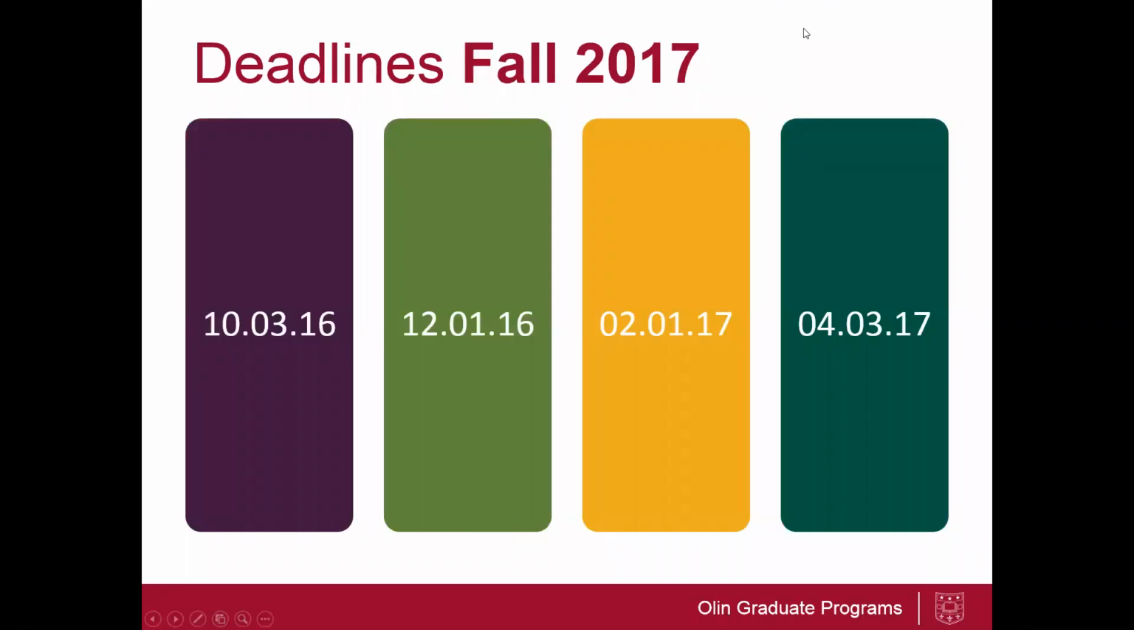Deadlines for fall of 2017, which is all of our PMBA, our fall start PMBA, our full-time MBA, and all of our specialized master's programs. Those deadlines are October 3rd, December 1st, February 2nd, and April 3rd. Don't forget that February 2nd is also the international student deadline for all of those programs.